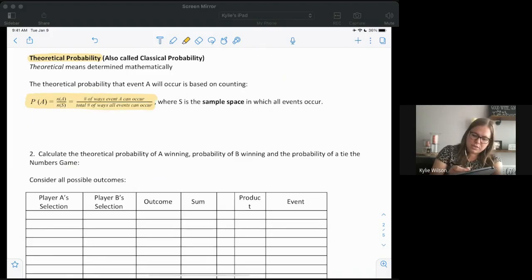So we have the probability of event A is equal to the number of ways event A can occur divided by the total number of ways any event can occur, or my total number of outcomes. So that's how I calculate my probability: the number of ways my one event can occur, and I divide that by the total number of outcomes.